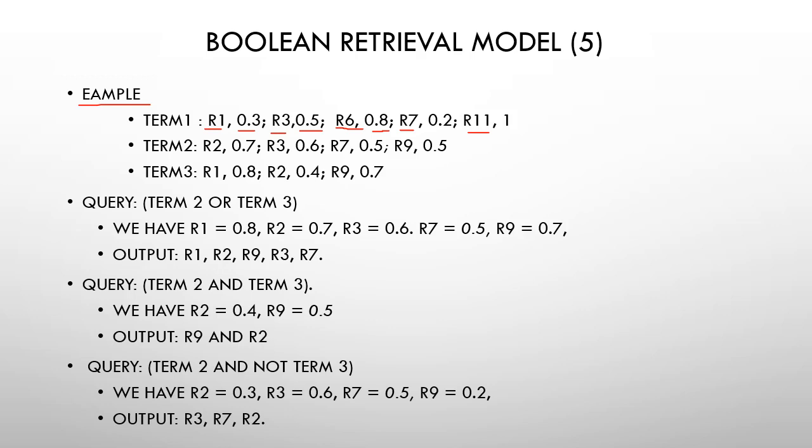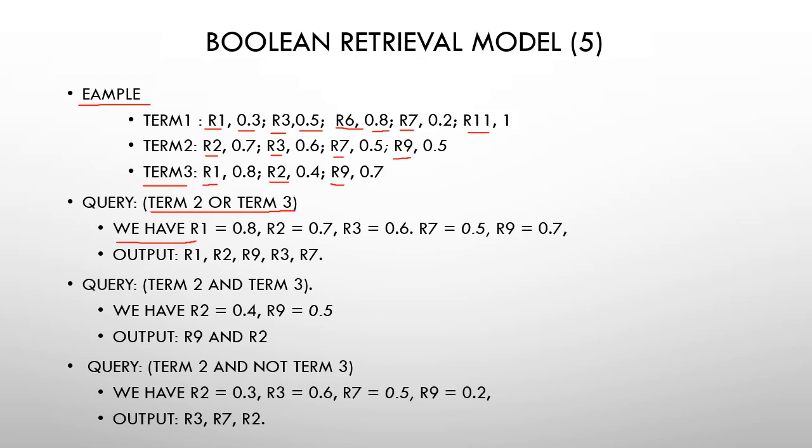Term 2 also appears on document number 2, document number 3, document number 7, and document number 9 with different weights. And we also have term number 3, which appears on document number 1, number 2, and number 9, also with different weights. Now let's suppose we have this query. Okay, term 2 or term 3.